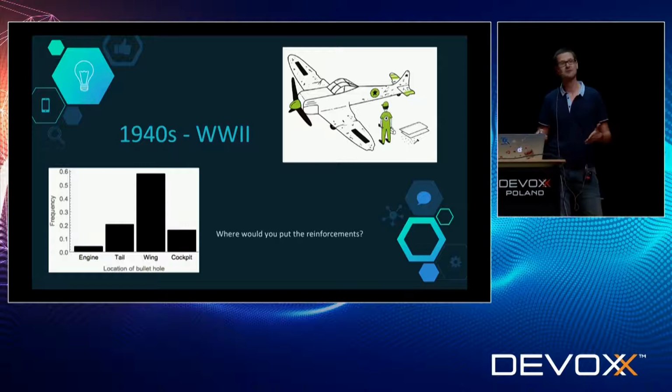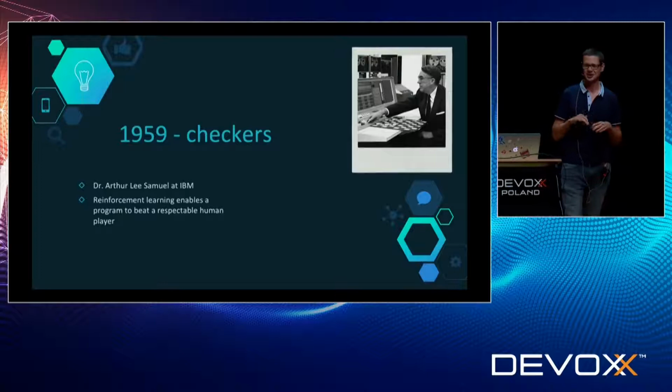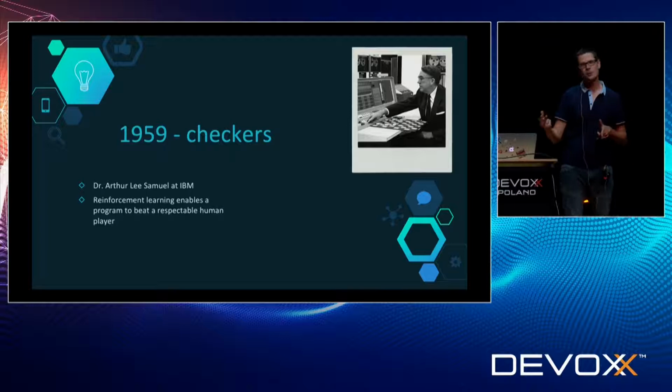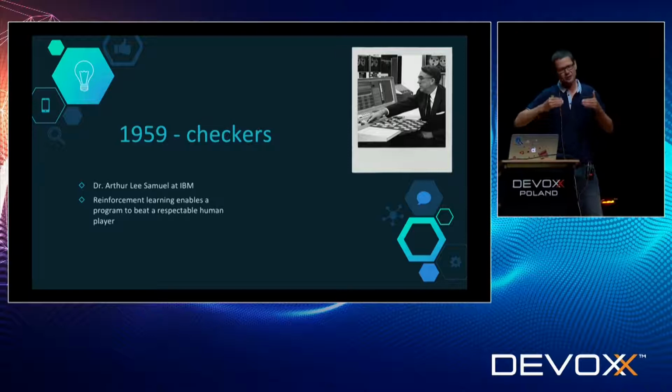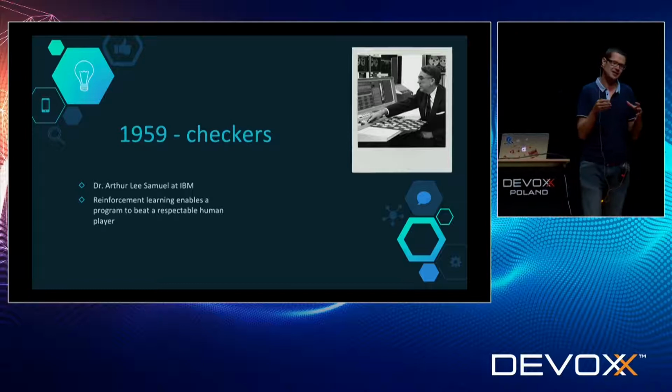Another interesting thing I want to talk about is the checkers game in 1959. Dr. Arthur Lee Samuel at IBM creates a program, and that program plays checkers with itself, program against program. Over some time, he's able to come up with a version of that program that is able to beat a respectable human player in checkers.